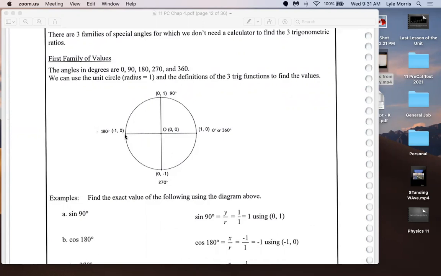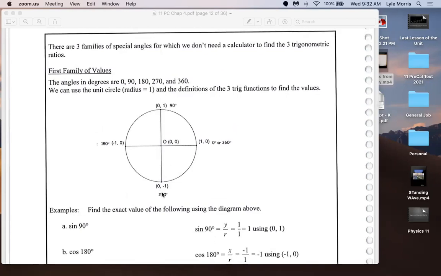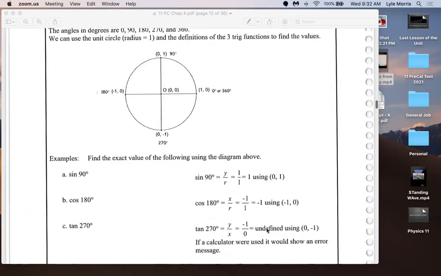Cos of 180, so 180 degrees is over here, right? 90, 180, 270, 360. At 180 degrees, cos is x, cos is -1. The examples are broken down a little bit more. Tan of 270, tan is y over x. Y over x, -1 over 0, it's undefined. Anything over 0 is undefined. If we used the calculator, it would show an error message. Mine says math error, written out, with errors in capital letters.